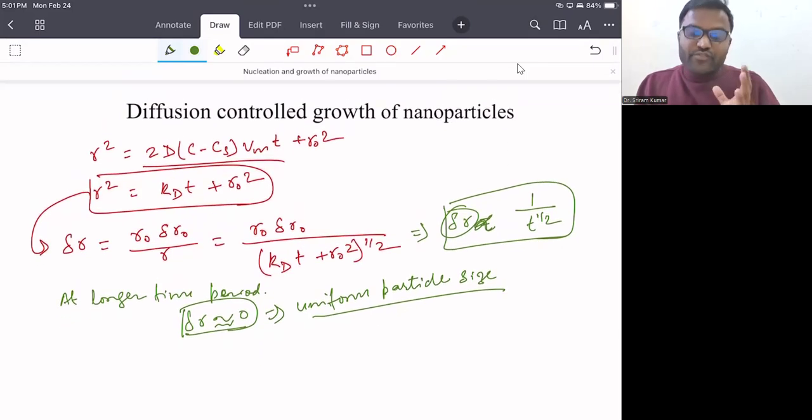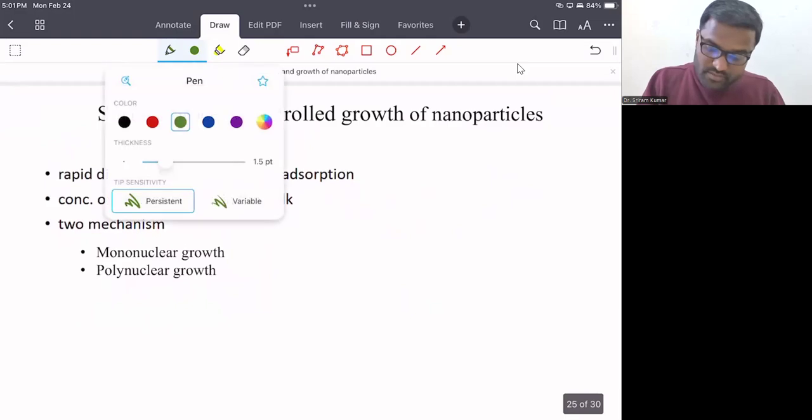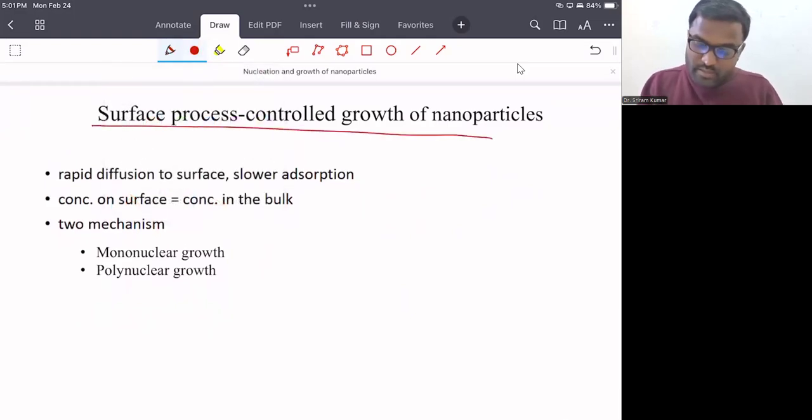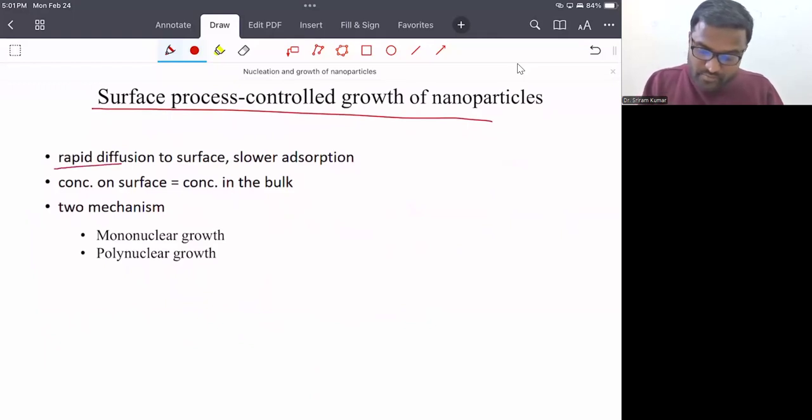So this is about the diffusion control process, where diffusion is the limiting step. The second process is the surface process control growth of the nanoparticles. In this case, we have rapid diffusion of the particles from the bulk to the surface, but the surface process is the slower process. Here the concentration on the surface is equal to the concentration in the bulk.